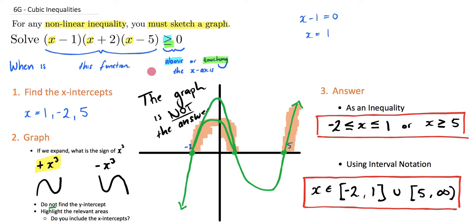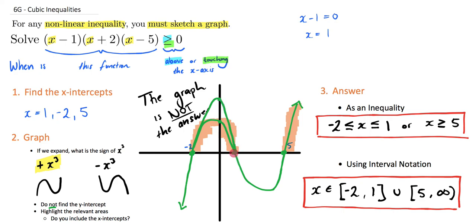Let's remember what our very first thing we wrote down here when we deciphered the question. The question that we're answering is, when is this function above or touching the x-axis? And our answers here are addressing this question. I'm above or touching the x-axis between these intervals. It doesn't matter how far above it I am. So therefore, finding the y-intercept would be pointless.